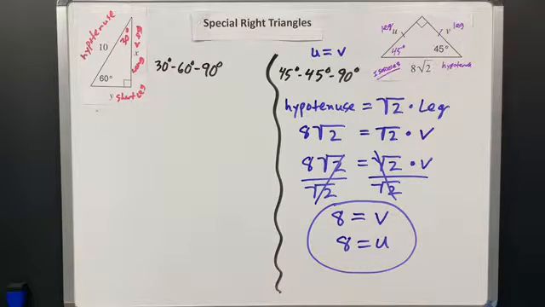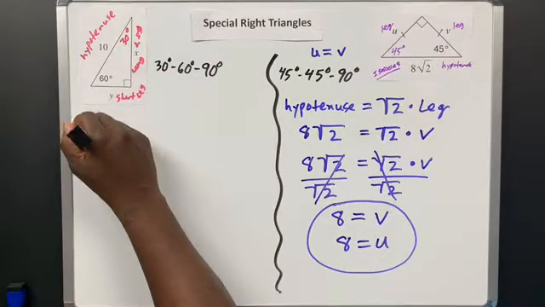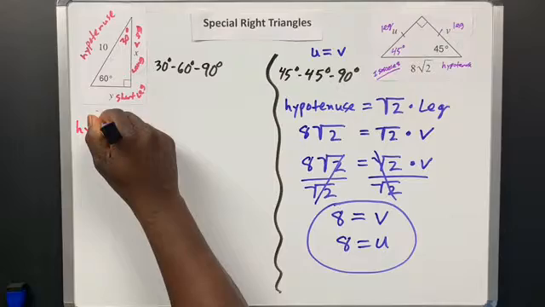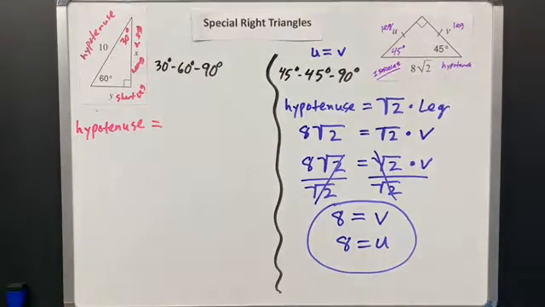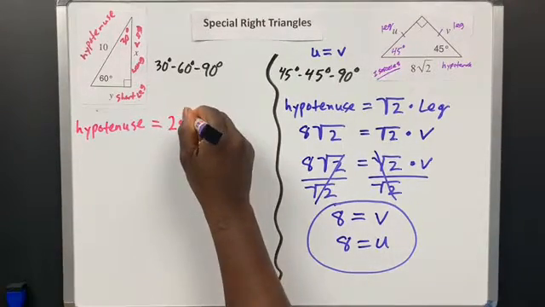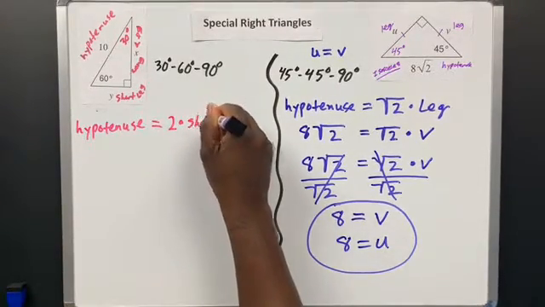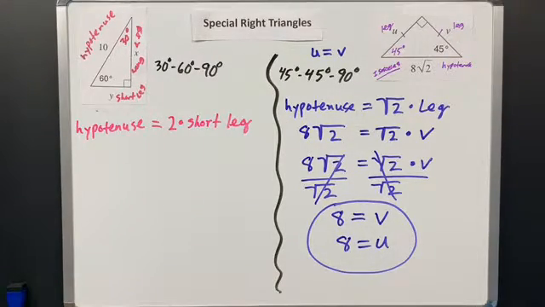Let's start out with the rule comparing the hypotenuse and the short leg. So I'm going to write that out. We have the hypotenuse equals 2 times short leg. All right, so we have that there.